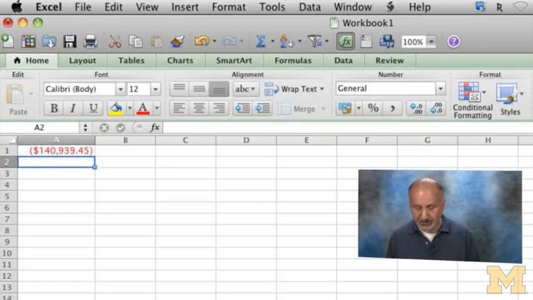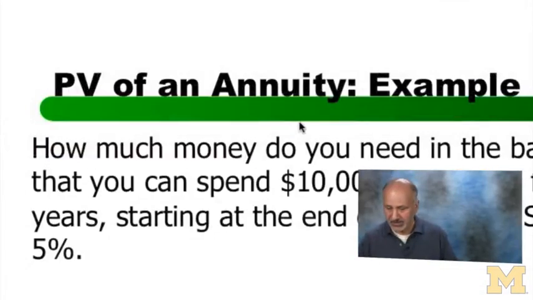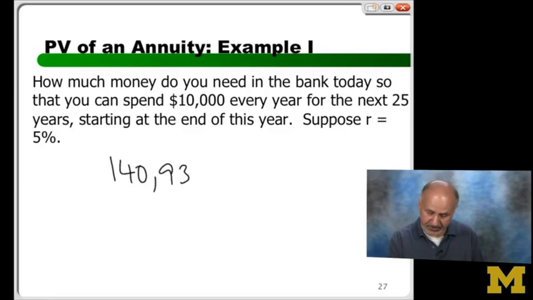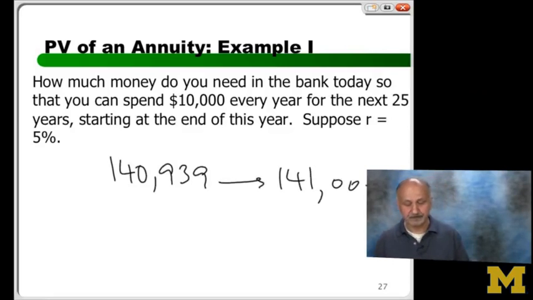So let's say, so 140,939 and 45 cents. So what does that tell me? I better have $140,939 in the bank to satisfy the need of spending $10,000 in the future. So let me go back to the problem and tell you what's going on. So I need in the bank 140,939, and let me just for convenience call it $141,000, right?